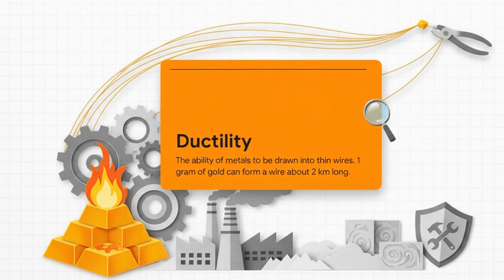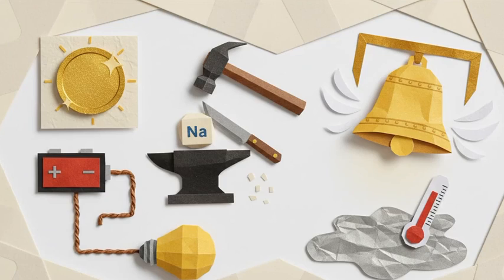Next up, we've got ductility. This is all about stretching metals into thin wires, kind of like the copper wires you see everywhere. And get ready for this because it's an amazing fact. Just 1 tiny gram of gold can be stretched into a wire that's 2 kilometers long. That's just wild.